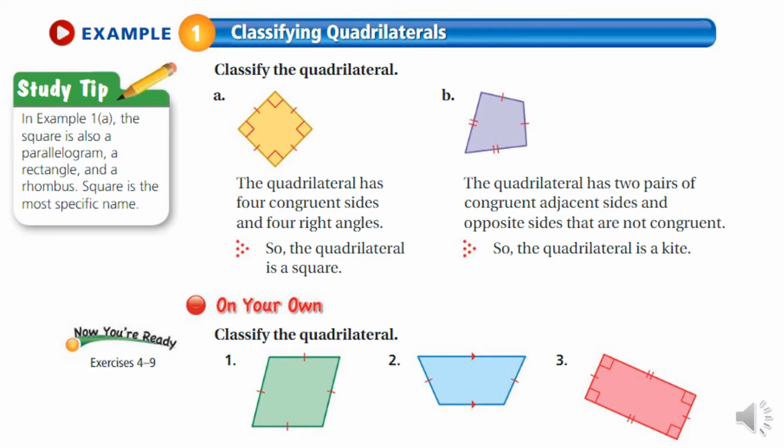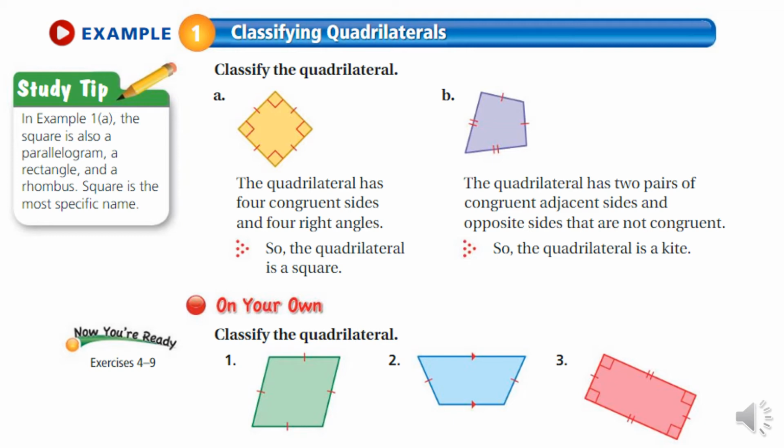Because we have the four right angles, that alone is enough to make it a rectangle as long as it's a parallelogram. It would also be a rhombus because it has the four congruent sides, and because it has the sides, obviously opposite sides rather, that are parallel and congruent, that's how it becomes a parallelogram and then flows into all the other ones. So while the most specific name is square, this is also a parallelogram and a rectangle and a rhombus.